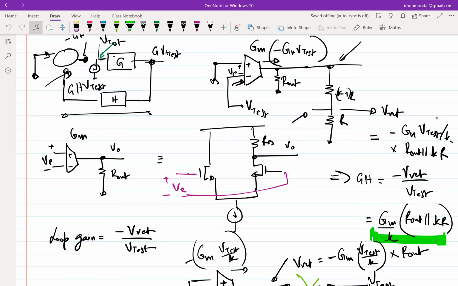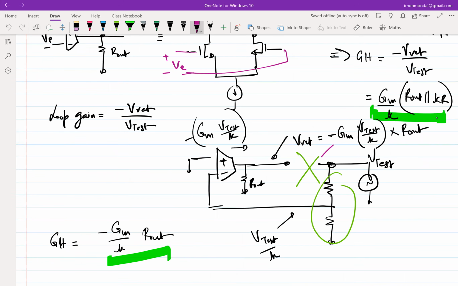Even if I break it here, I can put back that loading effect by making this KR here. Right? So that restores the effect of loading, but we'll not get there in this lecture, in this class. We'll assume that you have a position where you can break reliably, and we'll always break at the input of the error amplifier.